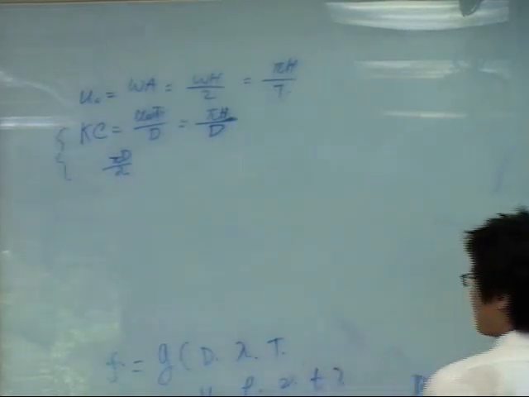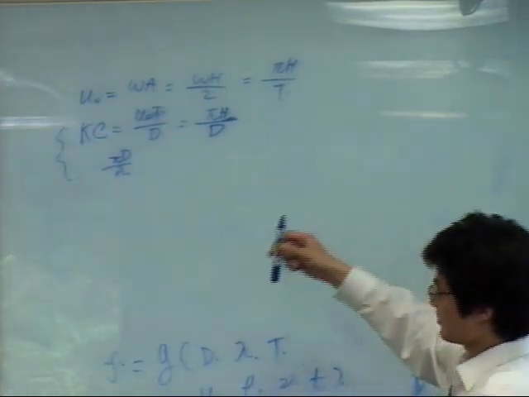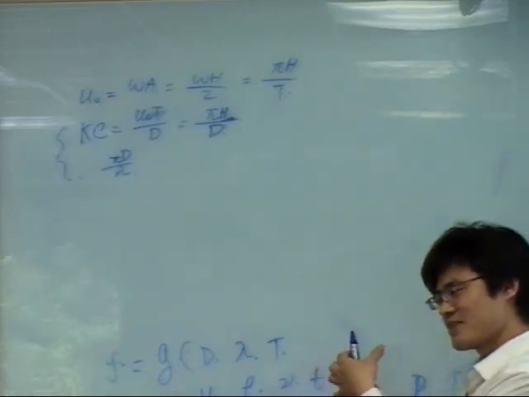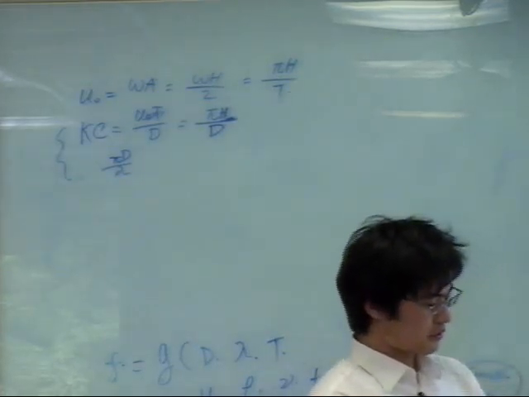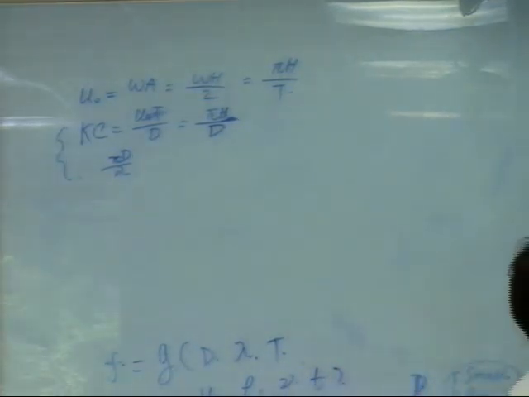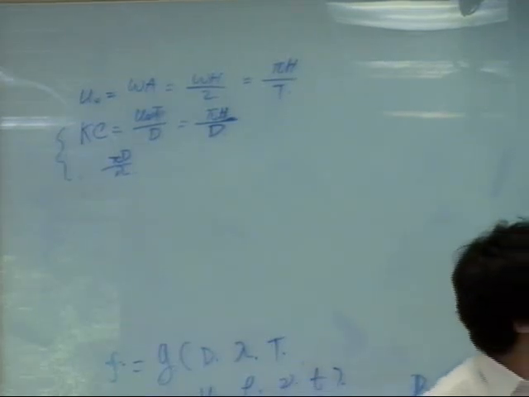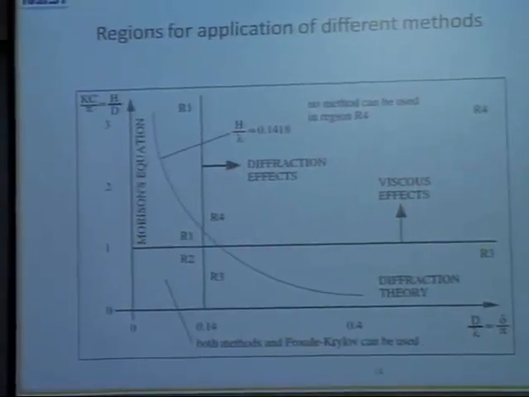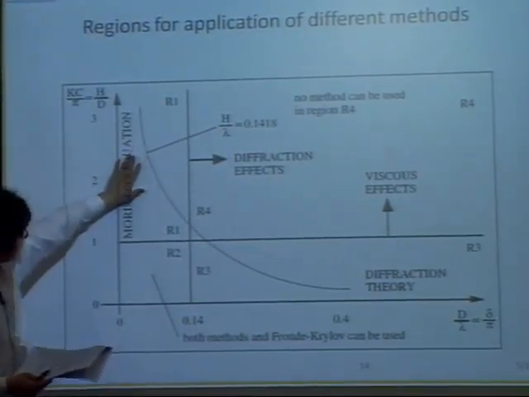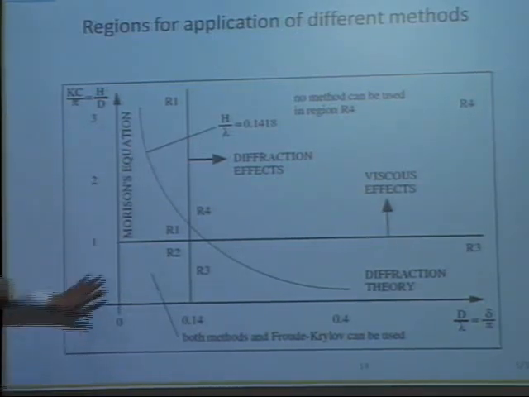If the structure is very small, here, instead of a wall, I put this pen there, the waves probably are going to come by. It doesn't see much of this pen. So the relative size of the structure and the wavelength is important. So going this way, we use diffraction theory. And if the KC number increases, that is, the wave height over the structure scale is large, the viscous effect becomes important, and viscous force cannot be neglected in this area.